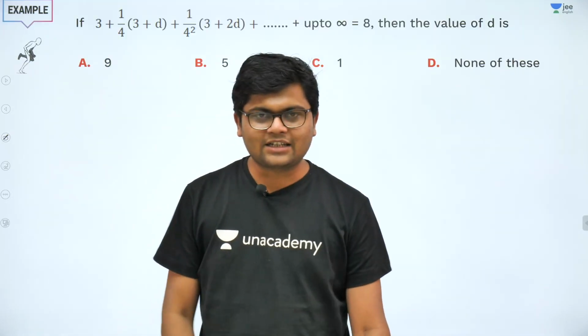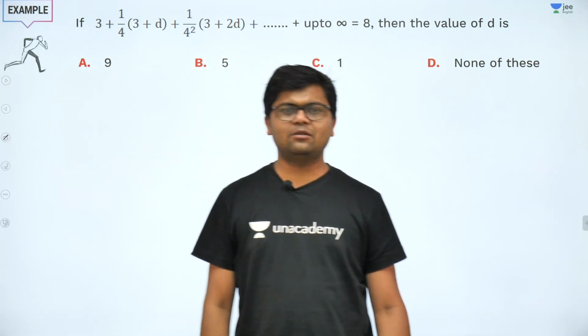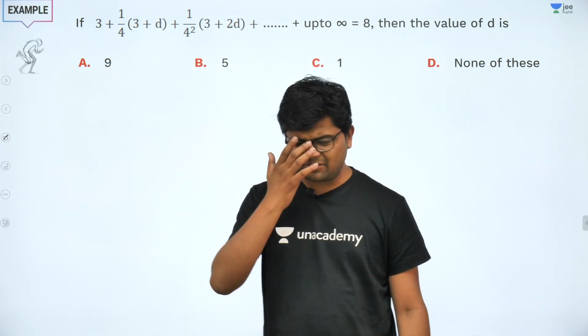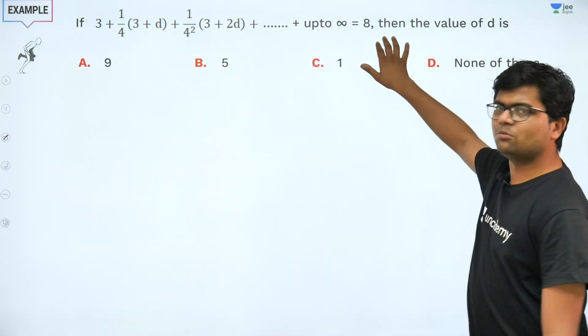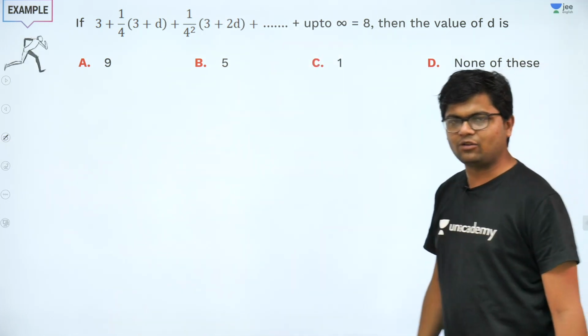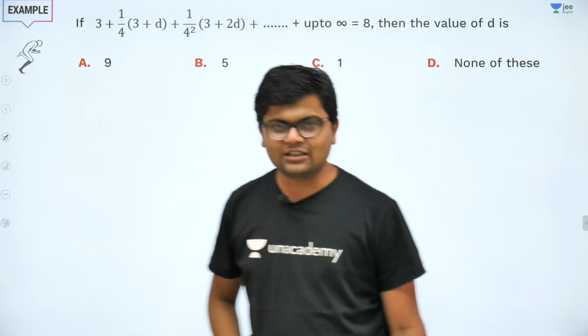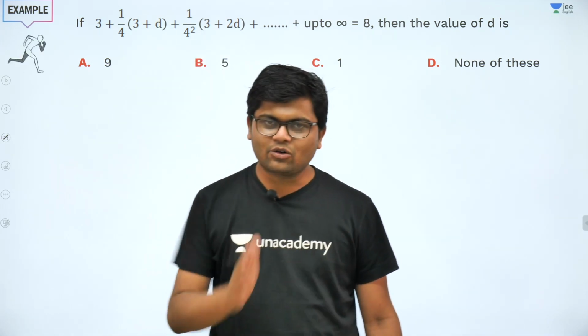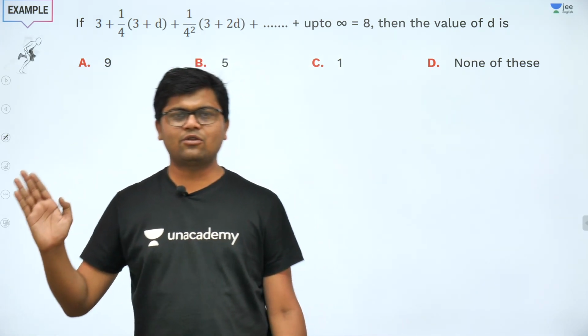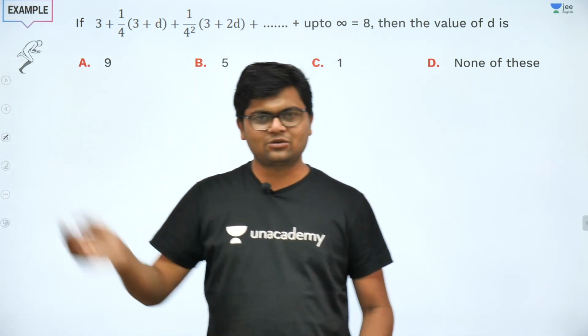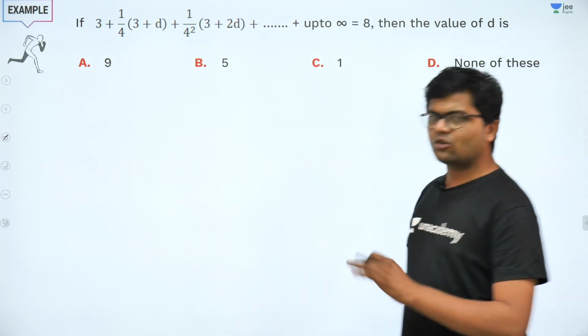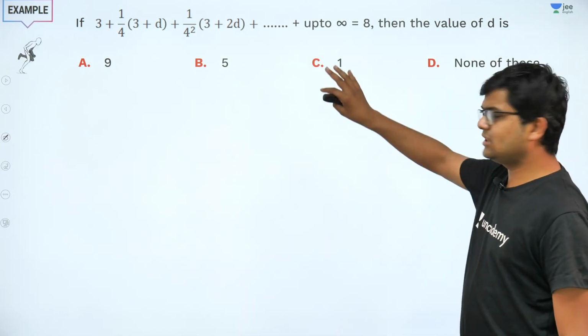Wonderful. Next question. Now this sequence: 3 plus 1 by 4, (3 plus d) 1 by 4 square, (3 plus 2d) and so on goes up to infinity. This sum is given to me as 8. We need to find the value of d. Now this sequence is an AGP because some GP is going on, 1 by 4, 1 by 4 square, and some AP is going on, 3, 3 plus d, 3 plus 2d. So these two sequences are going on simultaneously. So this is an AGP.